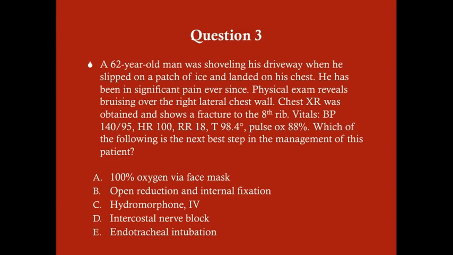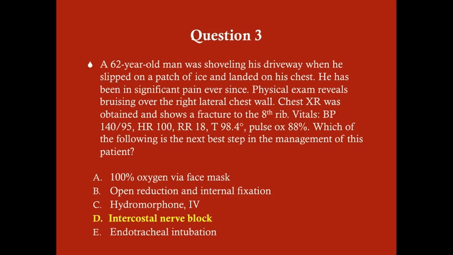Okay, so we got a guy who slipped and broke a rib, and now we need to do something. Whenever you go to your next best step on the USMLE, the first thing you should be thinking about are your A, B's, and C's. Is there any problem with airway, breathing, and circulation? And yes, in this case, there is. The answer is we need to do an intercostal nerve block.